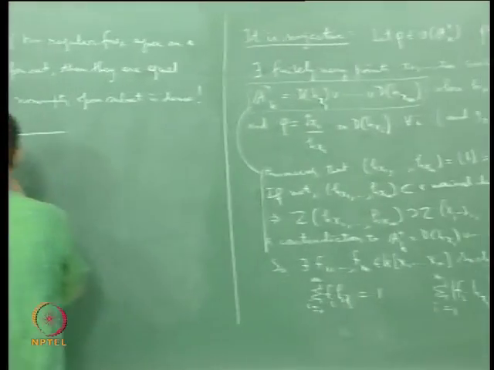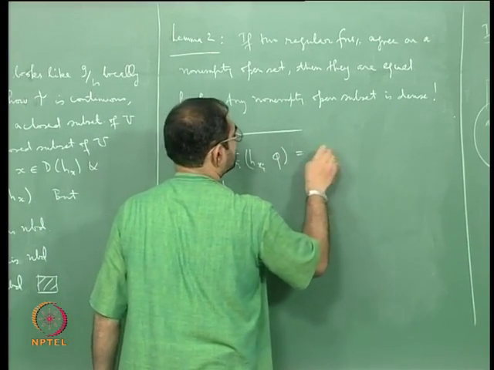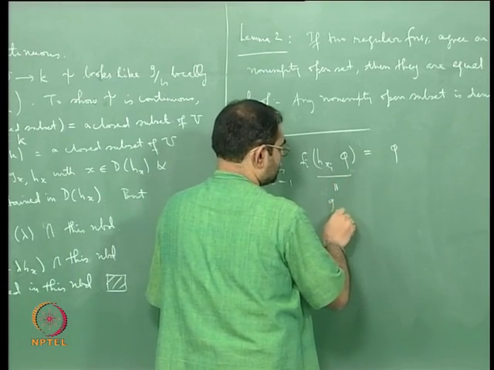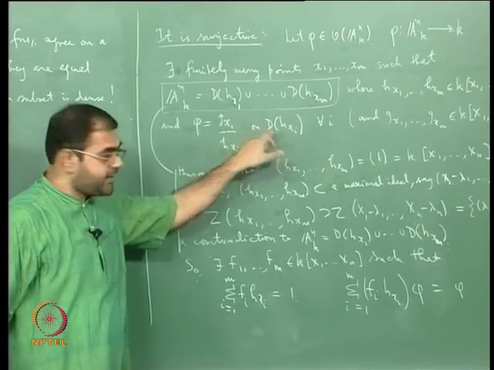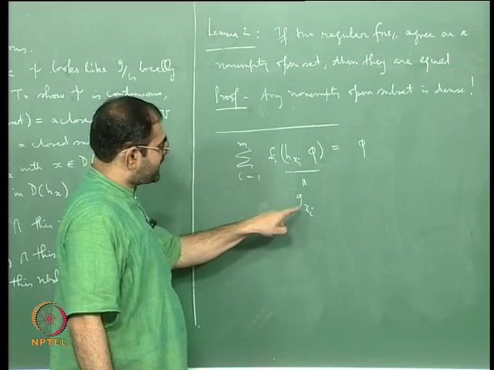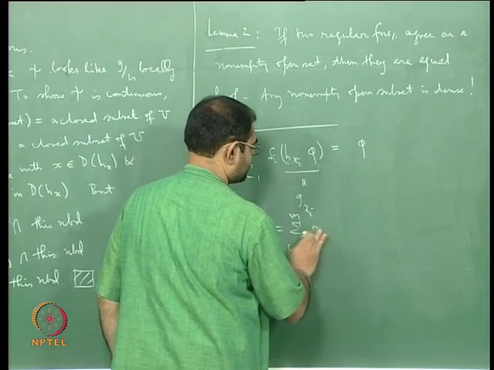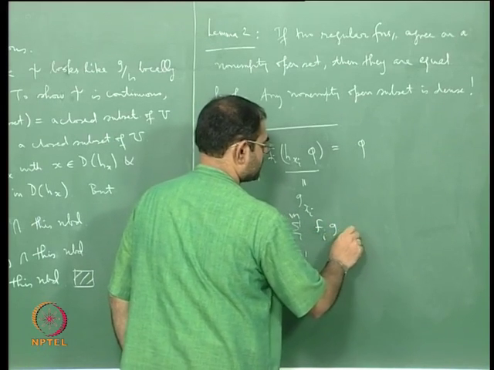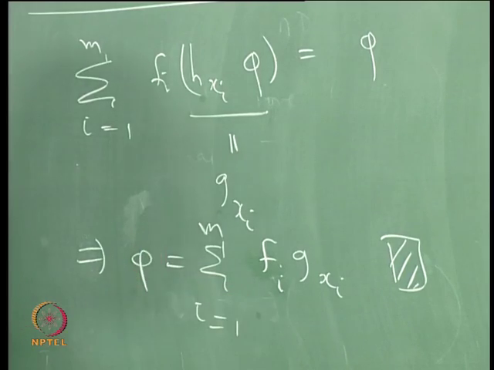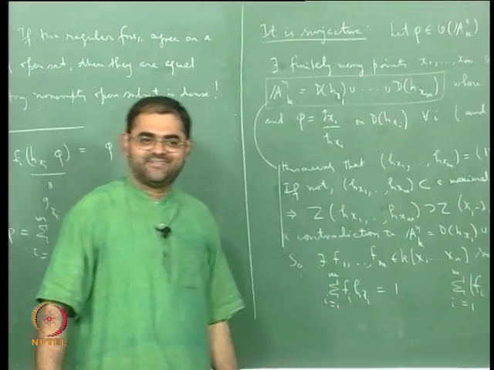So now let me continue. Let me rewrite that the sum over i equal to 1 to m of f_i h_xi phi is equal to phi, this is equality as regular functions. But h_xi times phi is the same as g_xi, because h_xi times phi is equal to g_xi on D(h_xi) and therefore on the whole affine space because of this lemma, therefore I can replace h_xi times phi by g_xi everywhere. So what this will tell you is that phi is actually the sum over i equal to 1 to m of f_i g_xi, and that is the end of the proof. I have proved that the regular function is actually the function that you get by evaluating a polynomial. What is that polynomial? Here is the polynomial. That is the proof. So you see there is a tricky bit of commutative algebra coming inside the proof.